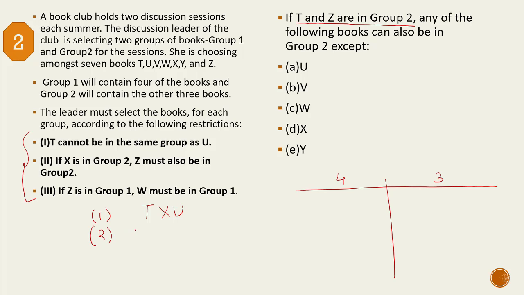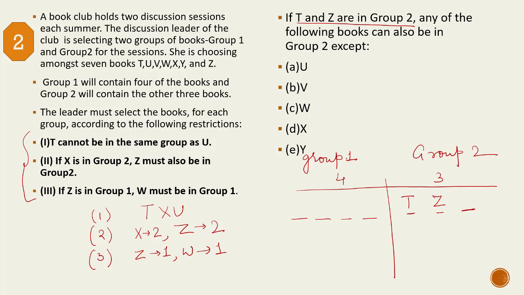Second condition, if X is in group 2, then Z must also be in group 2. Third, if Z is in group 1, W would be in group 1. So these are the 3 conditions which have to be met in all circumstances. Now let's look at the conditions given specific to this question, which are T and Z are in group 2. So group 2 can have 3 books. Out of those, 2 have already been given to us, T and Z. And there's only 1 place left in group 2.